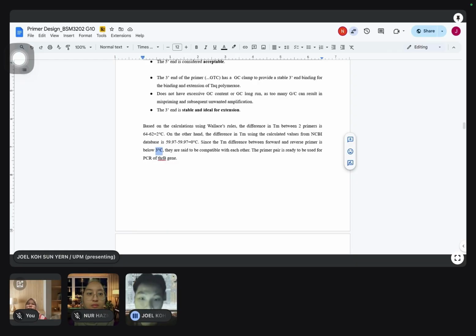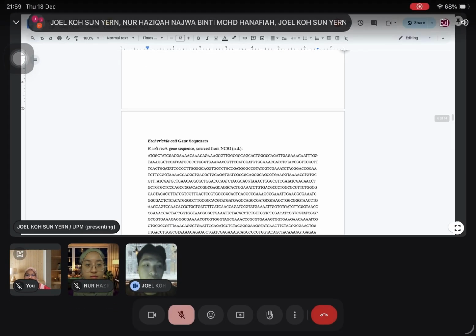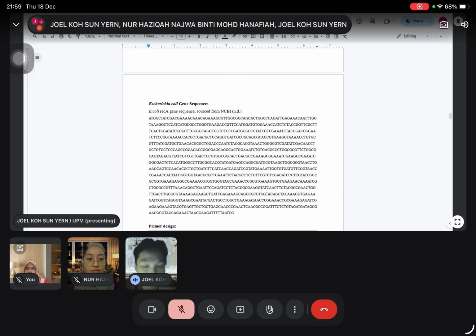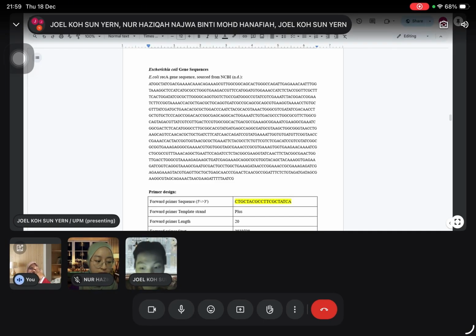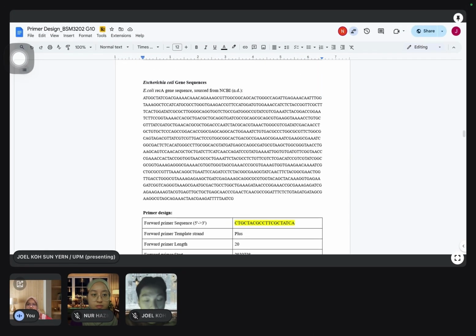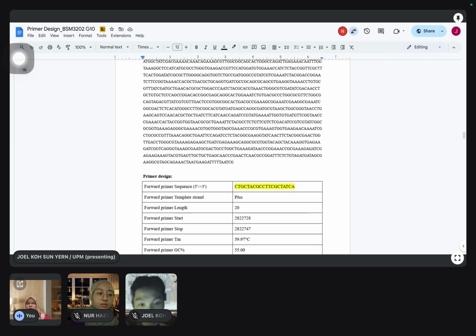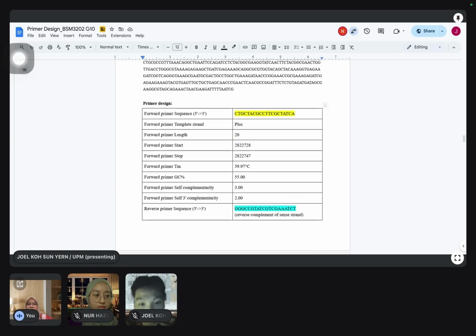Okay, so we move on to the next gene sequence in E. coli, which is the RecA sequence. I will be explaining about the RecA gene sequence. As you can see, this is the gene sequence from the NCBI database. Actually, the highlighted part of my forward and reverse sequence, I don't know where it went. Okay, so moving on. This is the forward primer sequence that starts from 5' to 3' as usual.